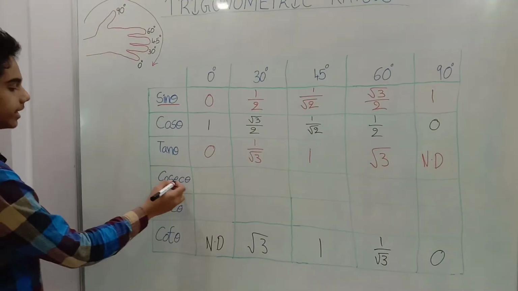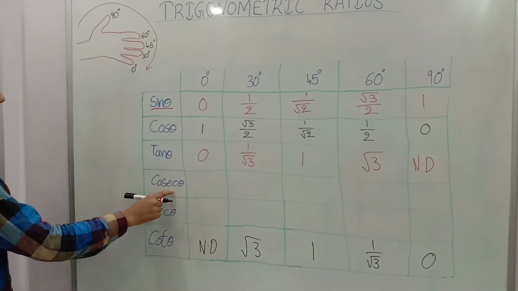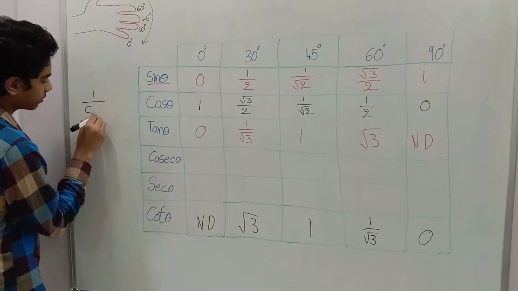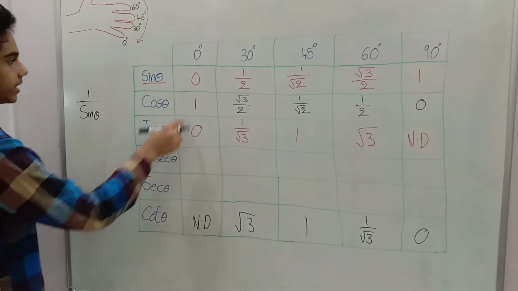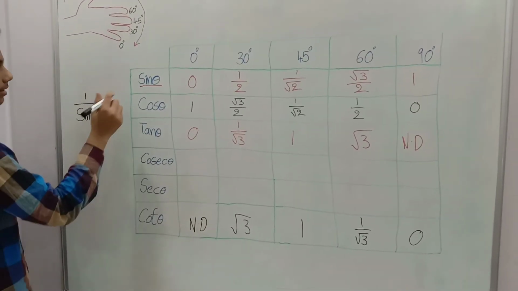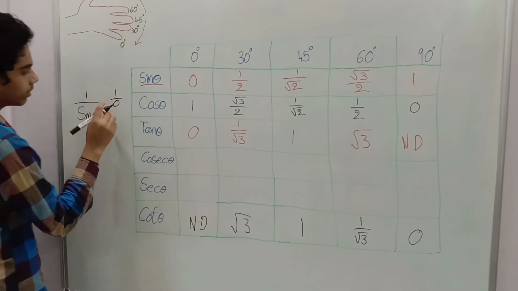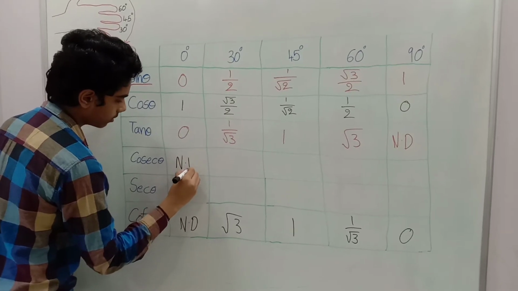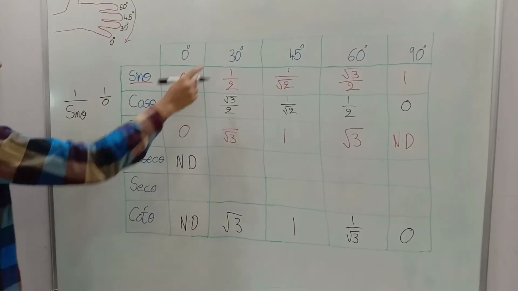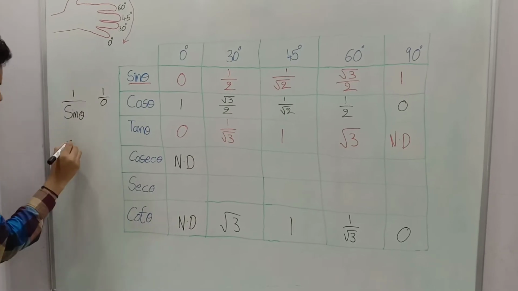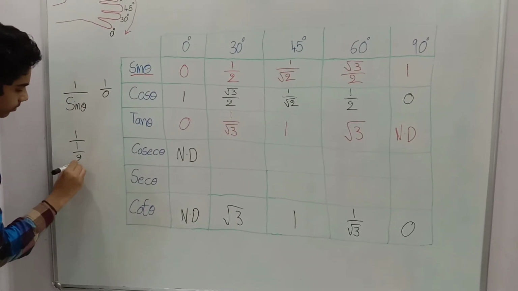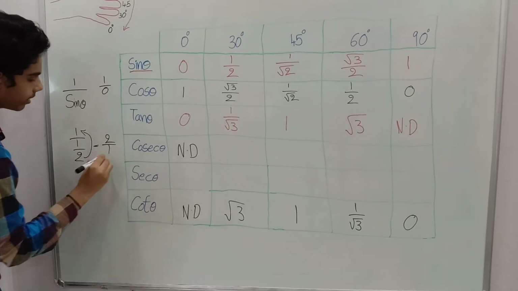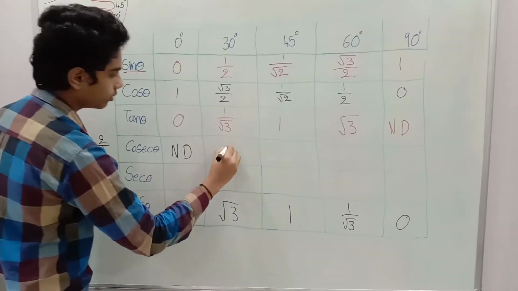Now let's write cosecant values. To write cosecant values, there is one formula, that is 1 by sin theta. Now let's write cosecant 0, that is 1 by sin 0. 1 by 0 is not defined, so cosecant 0 is not defined. Now cosecant 30. 1 by sin 30, that is 1 by 1 by 2. This 2 we should bring to numerator, then this will become 2 by 1. So cosecant 30 is 2.